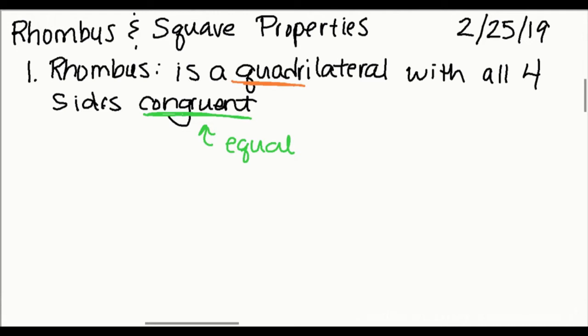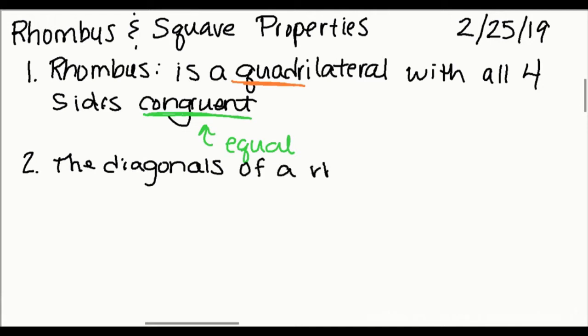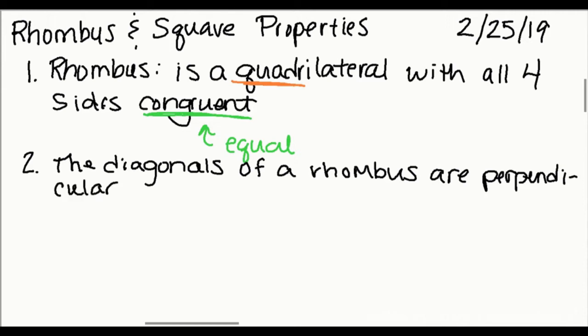The diagonals of a rhombus are perpendicular. I put that dash in between over here because I had to split up my word. So if you need to, just put it on a new line and write it all as the word perpendicular without the dash, that works as well.